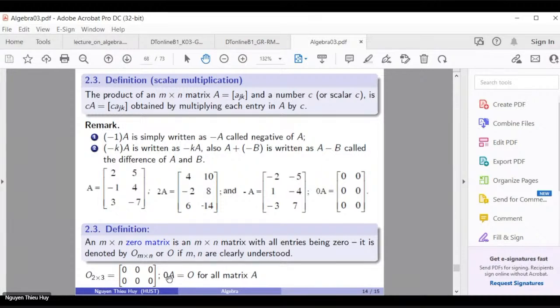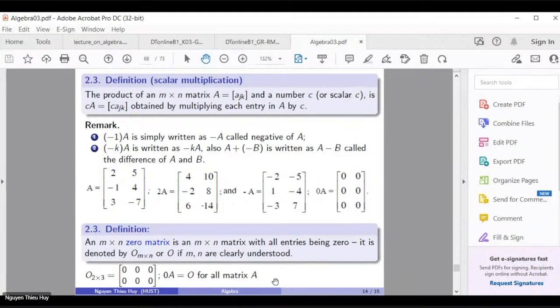Right? So 0 multiply A means that 0 multiply with all the entries of A here. So the result, of course, has the same size as A, because it contains all 0s with the same size as A by definition. This is an example. You see this, you know. Good. This is scalar multiplication.